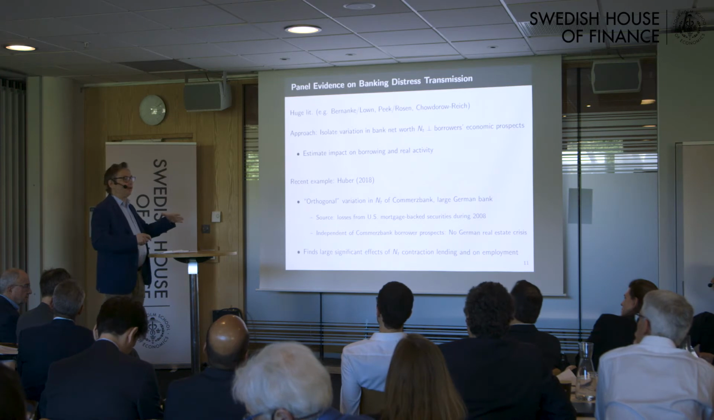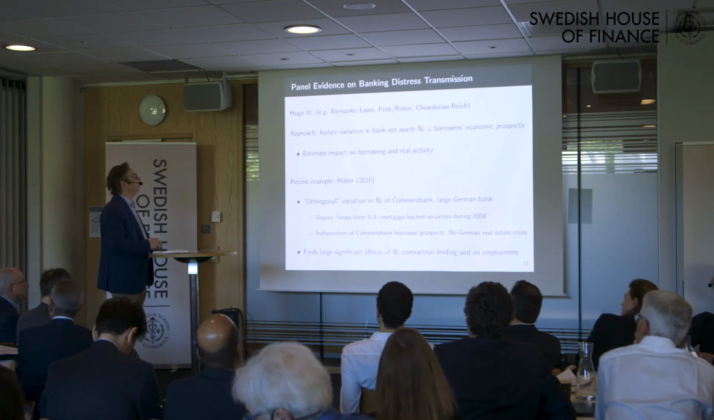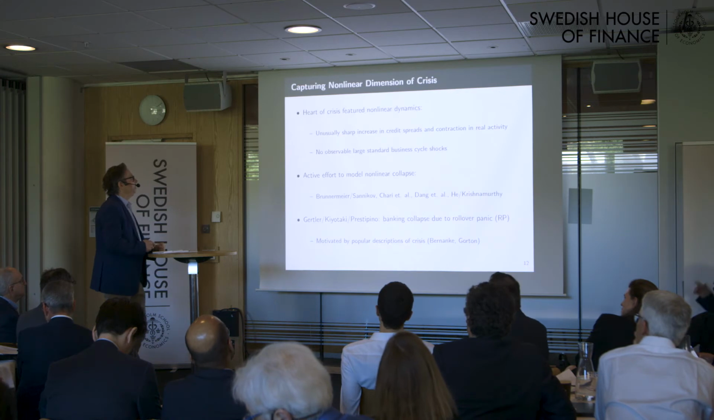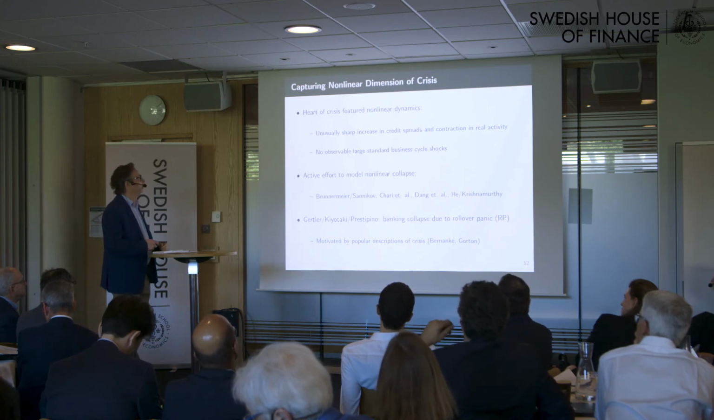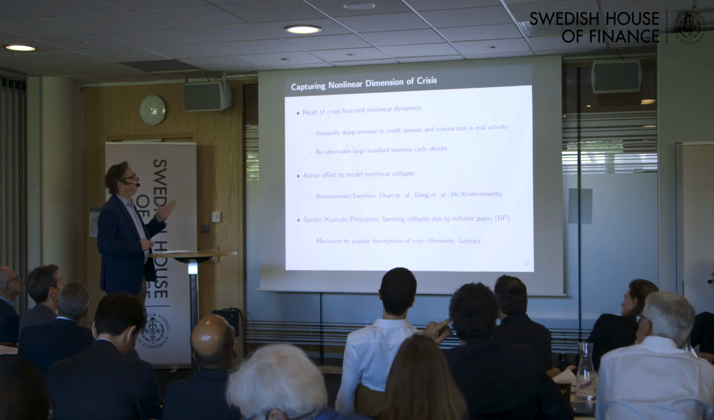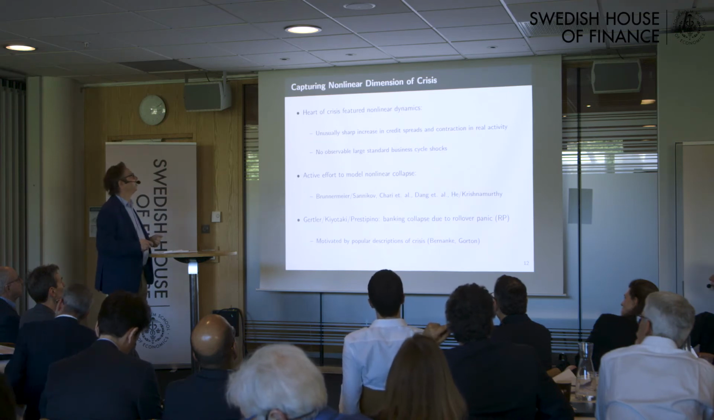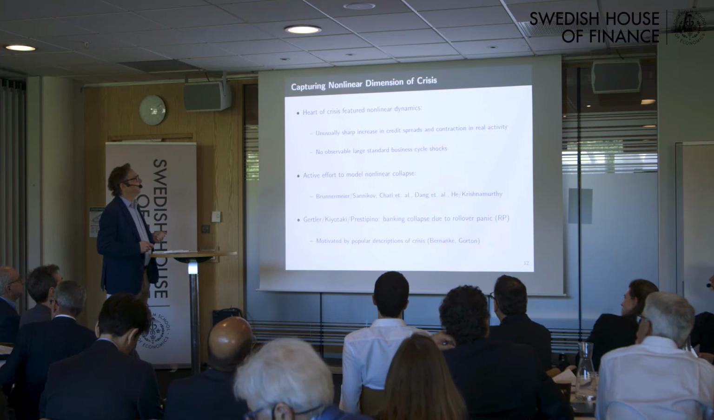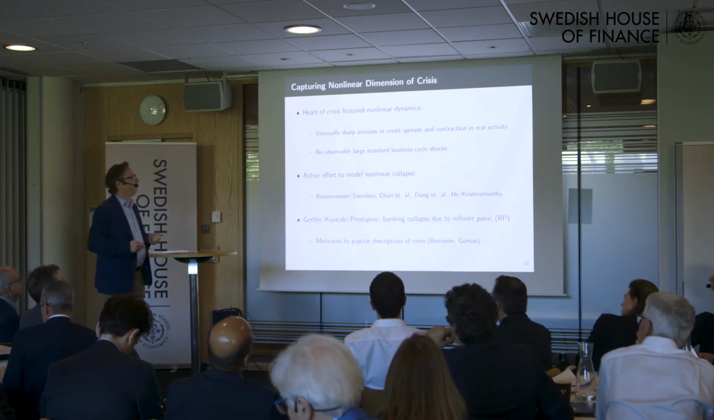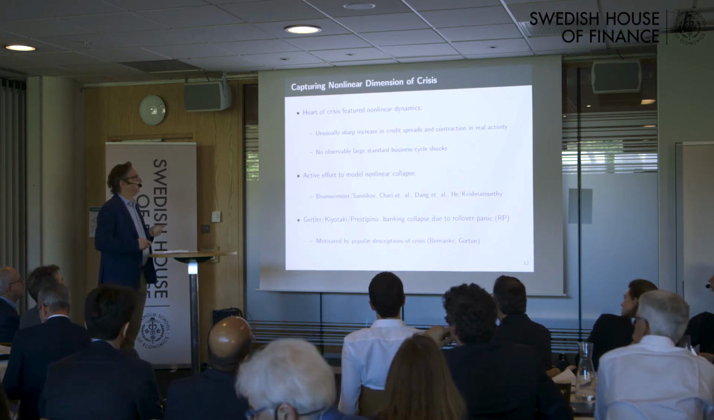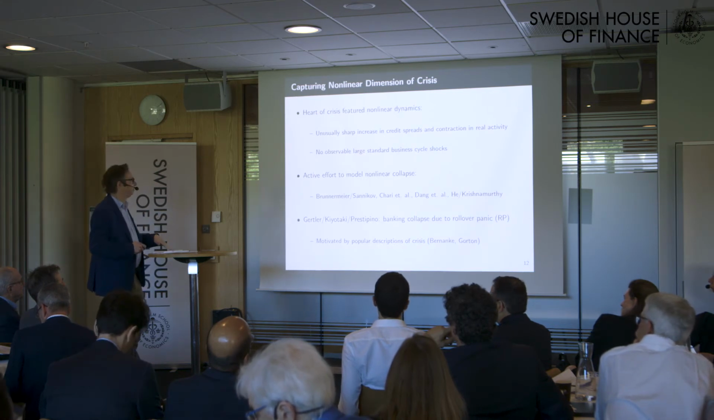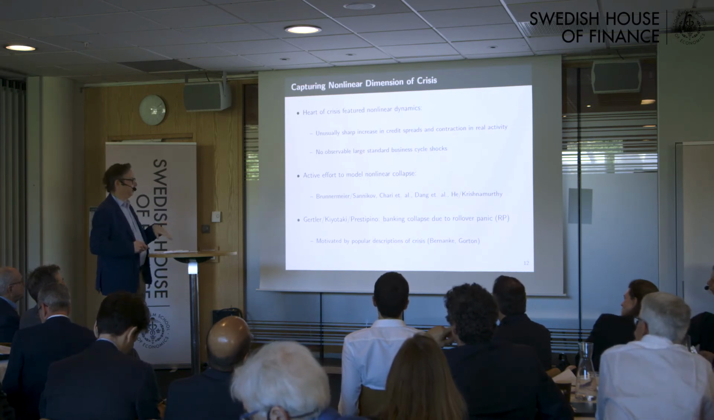But to figure out what's going on for the macroeconomy, we need to go back to models. And what I'd like to turn to next is some recent developments in modeling. Now, one issue that the Great Recession brought to the forefront is the nonlinear dimension of financial crises. At the heart of the crisis, and Ben talked about this earlier, there was an unusually sharp increase in credit spreads and contraction in real activity, and we didn't see any of the standard large observable business cycle shocks, okay? So there's been an active effort to model this.